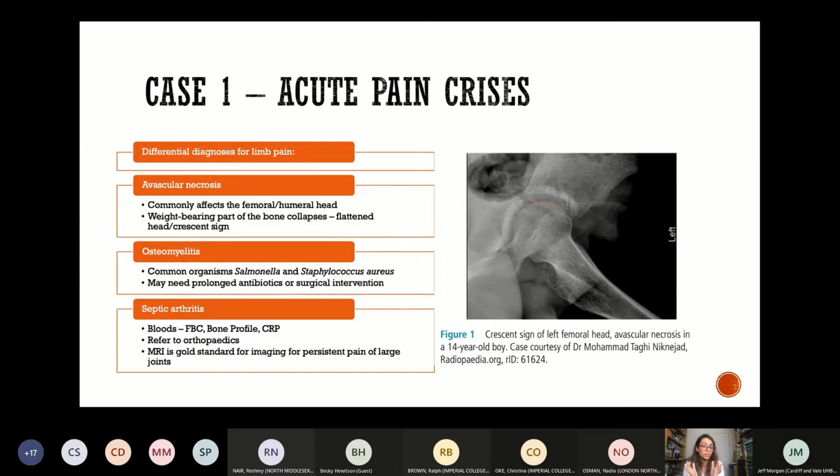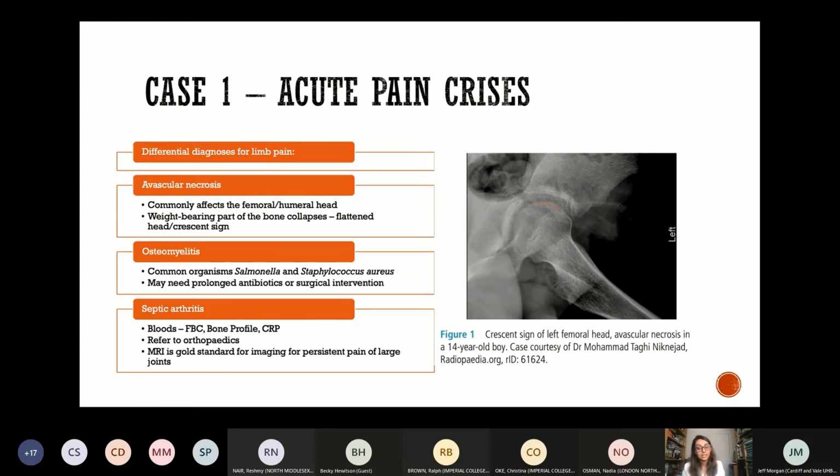Osteomyelitis, so the most common organisms are Salmonella or Staphylococcus aureus. That can cause osteomyelitis for these children, and they may therefore require prolonged antibiotics or even surgical intervention. And with septic arthritis, as you would with any septic arthritis, bloods including full blood count, bone profile and a CRP are paramount. Refer to your orthopaedic colleagues as soon as you think this could be a potential diagnosis. And then you may require an MRI, which is the gold standard imaging for persistent pain in a large joint.